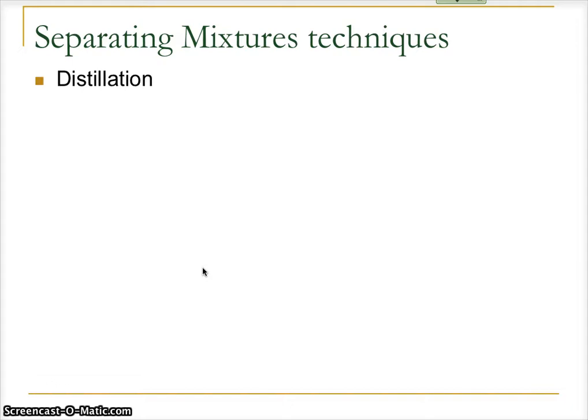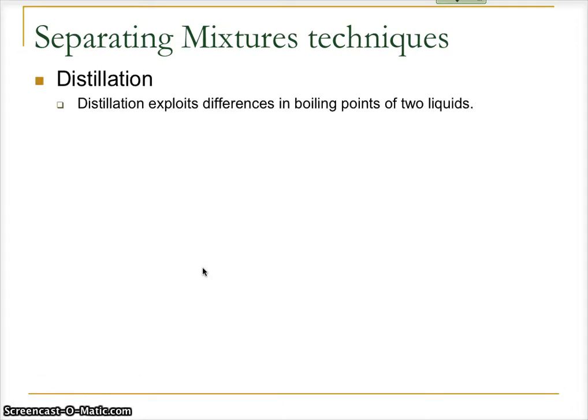The next one that we're going to look at is distillation. This is a really cool process, and the one I'm going to show you is really simple, but there are very advanced forms of this. Distillation exploits the differences in boiling points of two liquids. If you have a mixture of two liquids, we know that if we heat liquids, they'll boil. What if they boil at different temperatures? The one that boils at the lower temperature will boil away first. If we can recapture that, then we can capture that liquid and have the other liquid remain behind, and we have our two liquids separated.